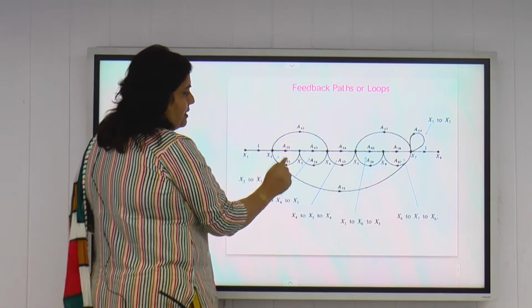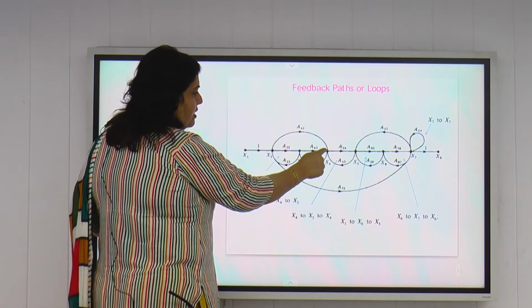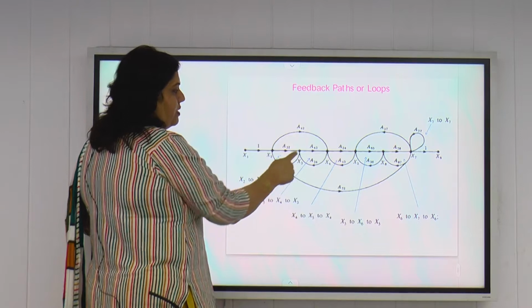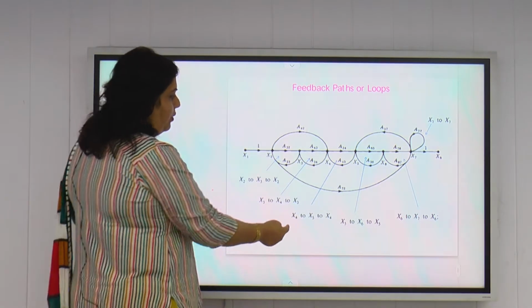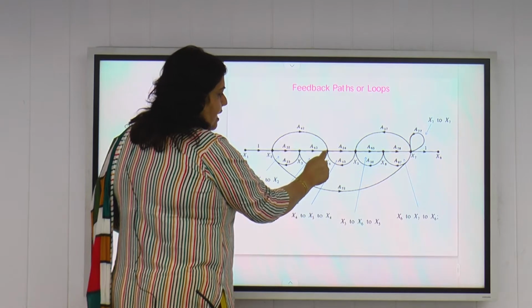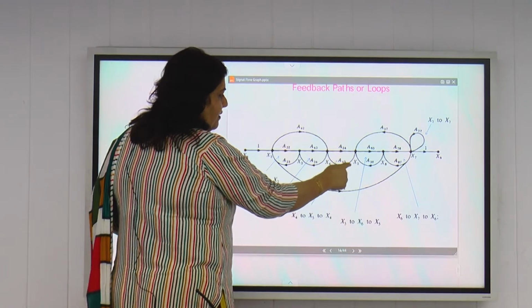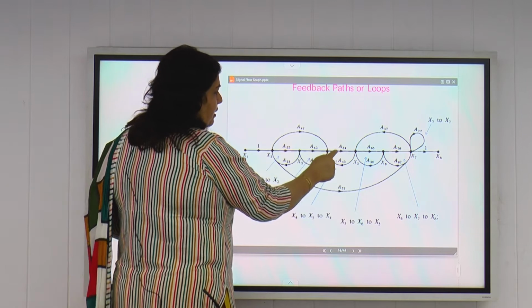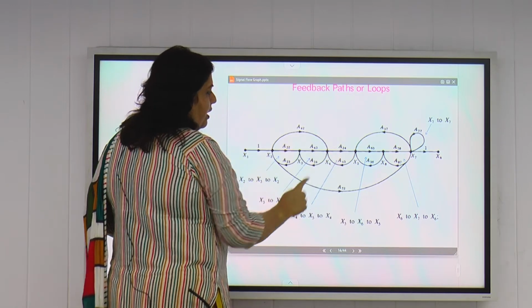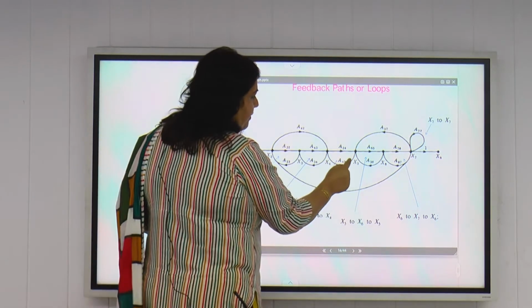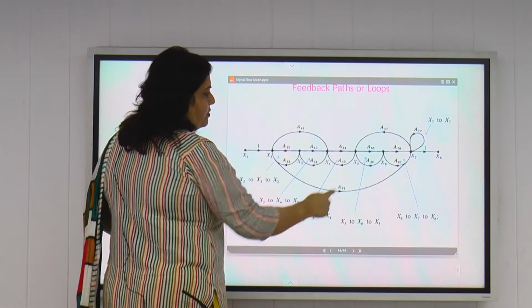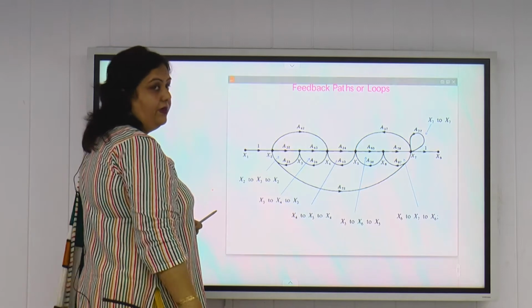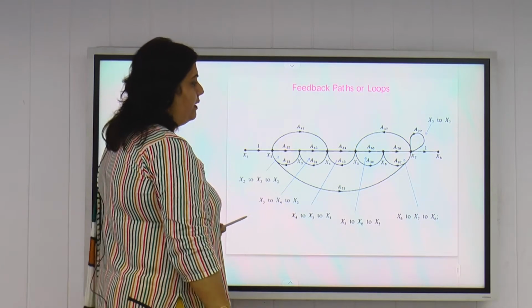Second loop is shown by this. We start from this node, we go to this node and then come back to this node. So A43, A34 will be the gain of this second loop. Third loop as shown by this, we start from this X4 node, we go to X5 then come back to X4. The gain will be A54 into A45. Then the next loop will be, we start from X5, we go to X6 and then come back to X5. So A65 into A56, that will be the loop gain of this particular loop.